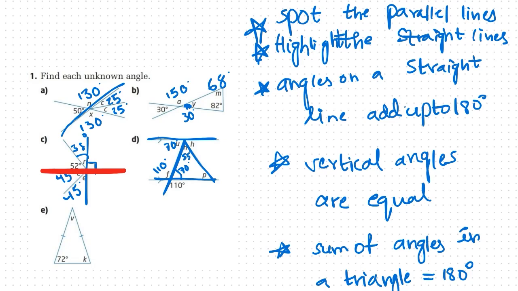Can you find P now? So we have the inside of a triangle, we have 70 plus 55 equals 125, 180 minus 125, 55 degrees. That is also 55, okay? So that's it. Next.